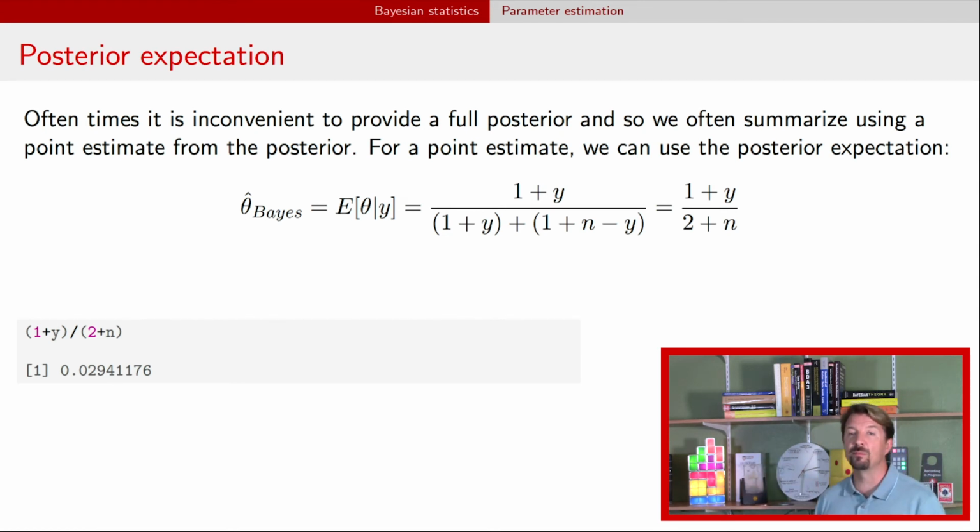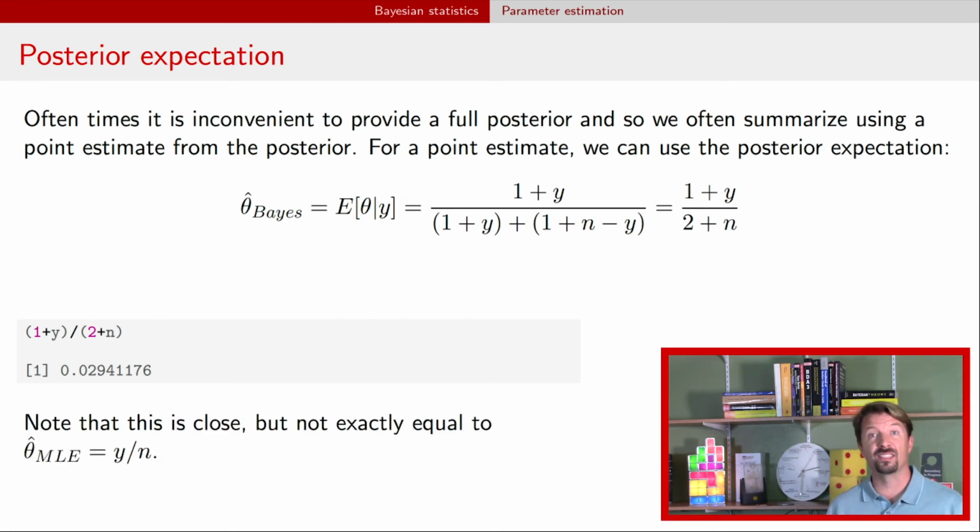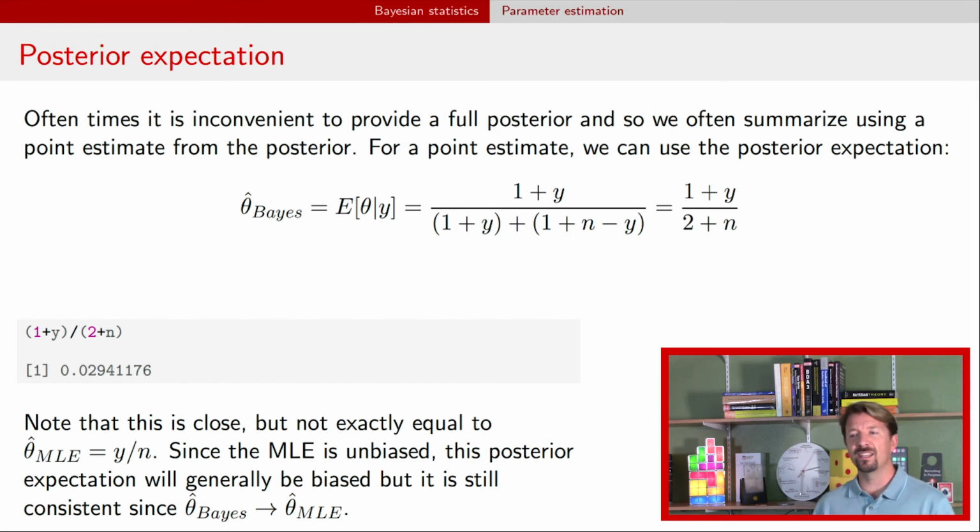And that brings up a question here. If you went back to a previous video where we talked about the MLE for the binomial distribution, we noted that the MLE was just y divided by n. And we also noted that the MLE is unbiased. So it turns out that the Bayes estimator is actually biased, or generally at least, but it's still consistent.